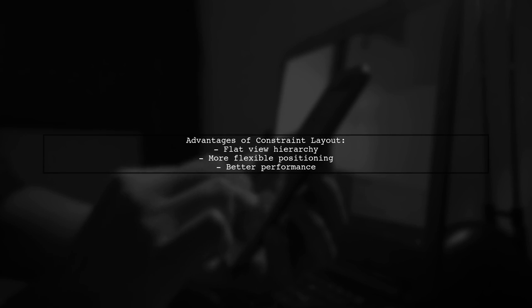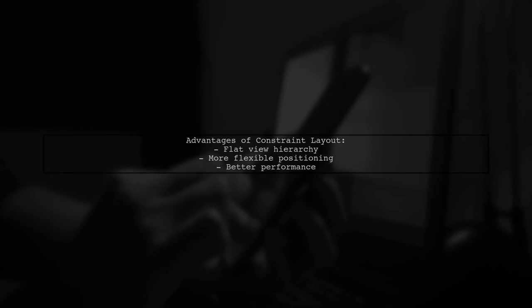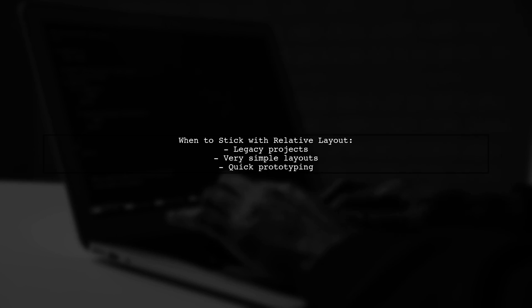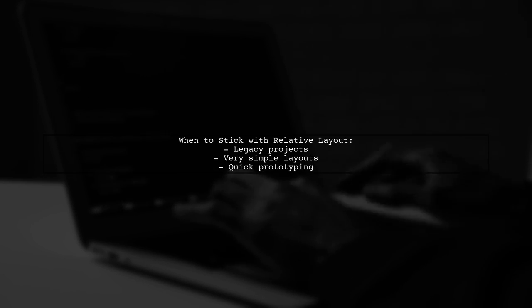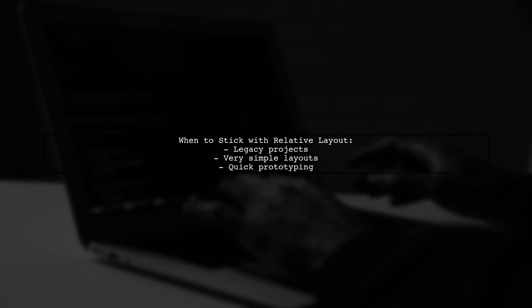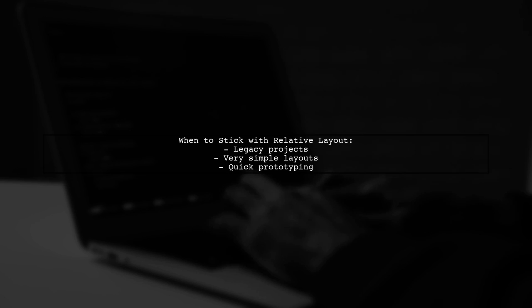On the other hand, constraint layout allows for more complex designs without nesting. It provides a flat view hierarchy, which can improve performance. However, there are still scenarios where relative layout might be preferred. For example, if you're maintaining legacy code or working on very simple layouts.